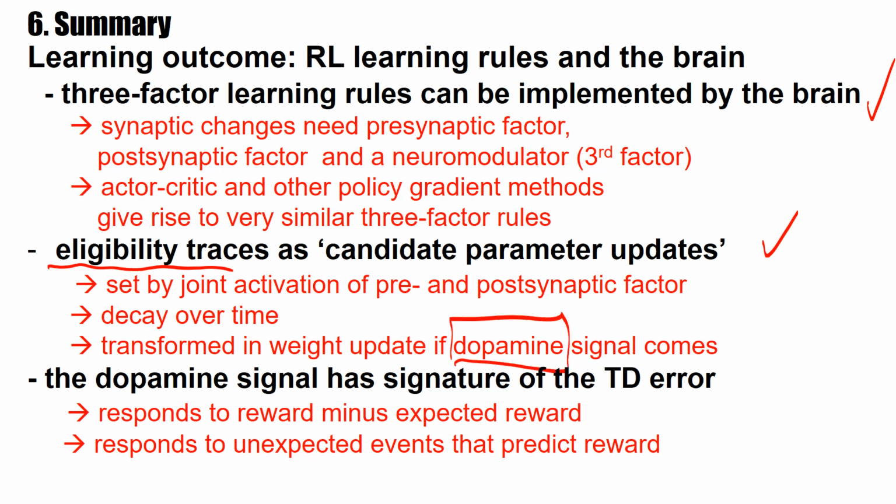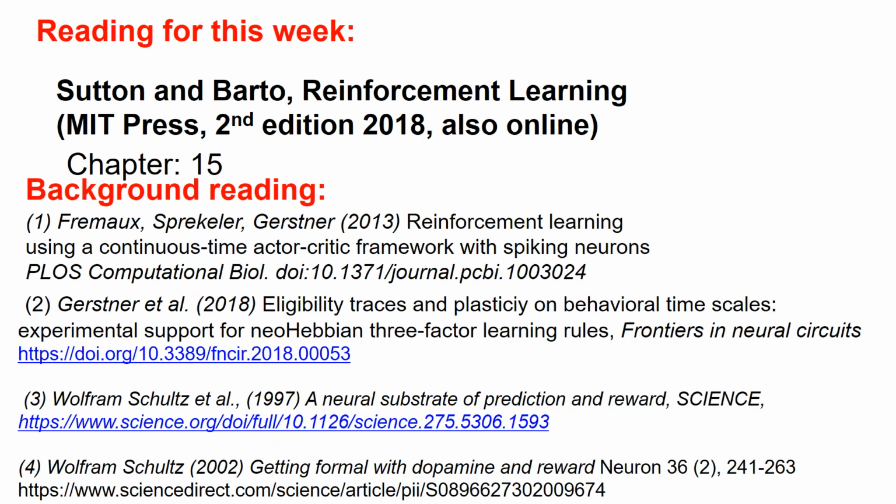Now, importantly, the dopamine signal has the signature of a TD error, which means it responds to reward minus expected reward, and importantly, to unexpected events that predict reward. There's a large literature on the relation of reinforcement learning and the brain. A lot of it is reviewed in the excellent book of Sutton and Barto, and then in addition I give you a little bit of background reading in the additional references.